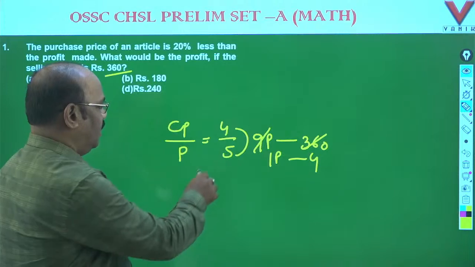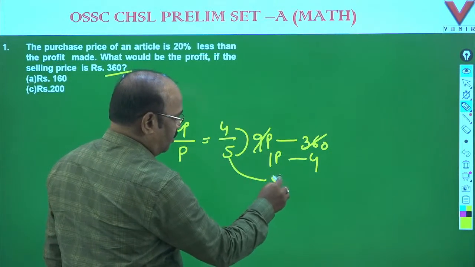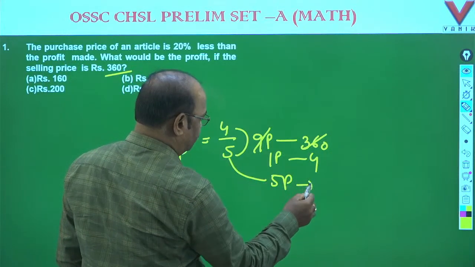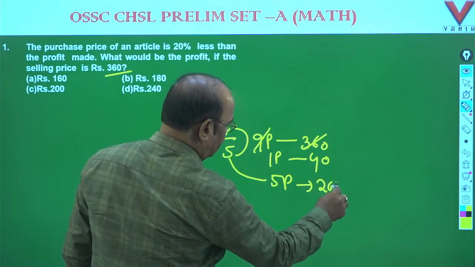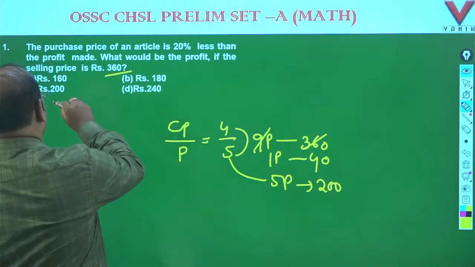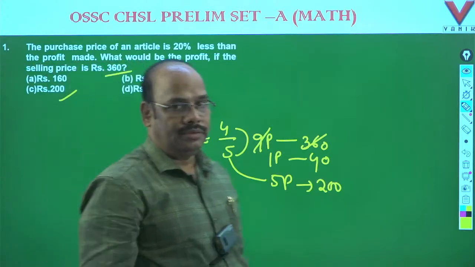Profit is 1 part, so 5 part equal to 200. So this is the answer. Option C is the answer.